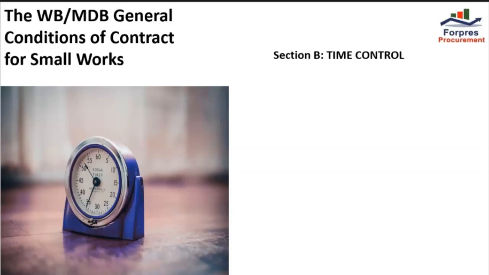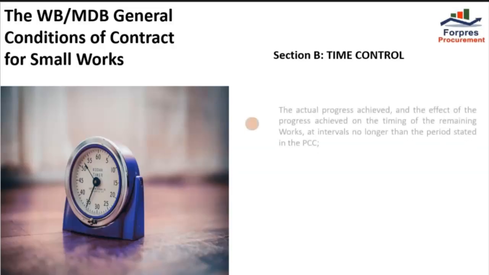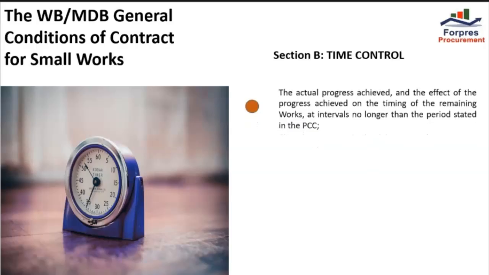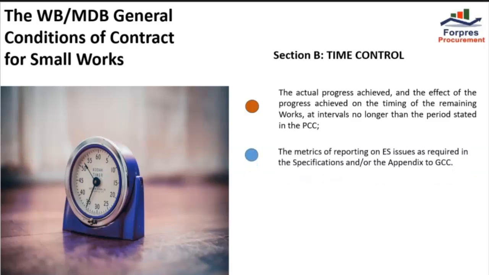The contractor is required to submit to the project manager progress report showing: number 1, the actual progress achieved and the effect of the progress achieved on the timing of the remaining works at intervals no longer than the period stated in the particular conditions of contract. Number 2, the metrics of reporting on environmental and social issues as required in the specifications and or the appendix to the GCC.